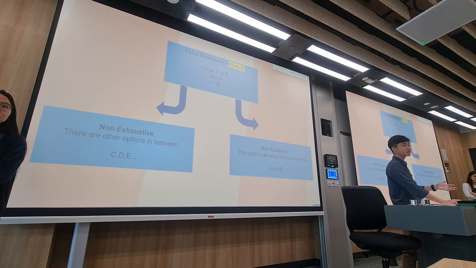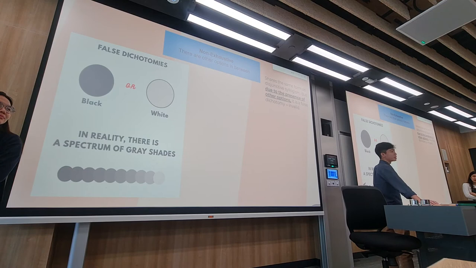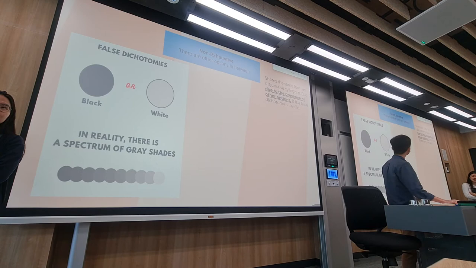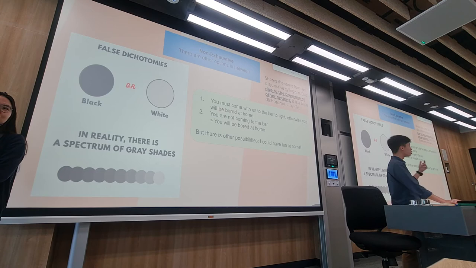For the first one, non-exhaustive false dichotomy, there's a very nice picture on the left, which nicely describes the situation and why it's a fallacy. It's either black or white, but you know there are other shades of gray in between. It ignores that there are other options in between. So maybe your friend will say, you must come with us to the bar tonight, otherwise you'll be bored at home. And since you're not coming to the bar, you'll definitely be bored at home. But there are other possibilities in between. For example, I could have fun at home by myself. So your friend trying to convince you to come to the bar is committing a false dichotomy fallacy because it ignores other options in between. This is a non-exhaustive false dichotomy.